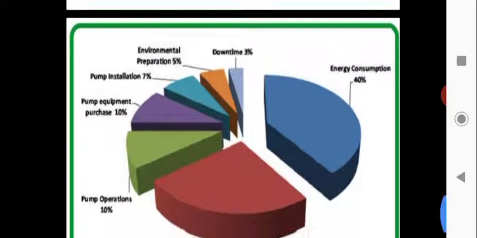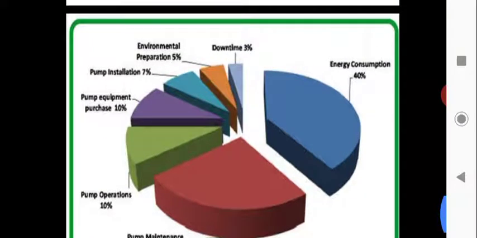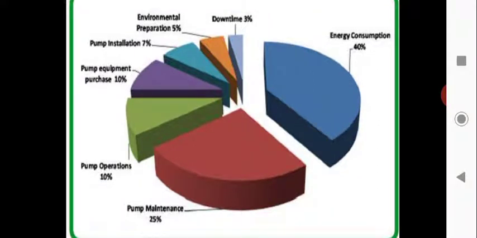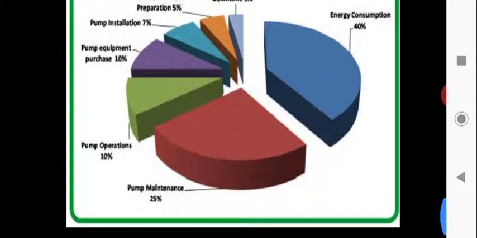If you take the heat pump, it is not total energy consumption, it is having 40%. Maintenance you need to give 25% of your cost. Next one, for pump operation you need to give 10%. For pump equipment purchase you need to give 10%. Pump installation 7%. So these are the costs where each rupee will go. Okay, fine.